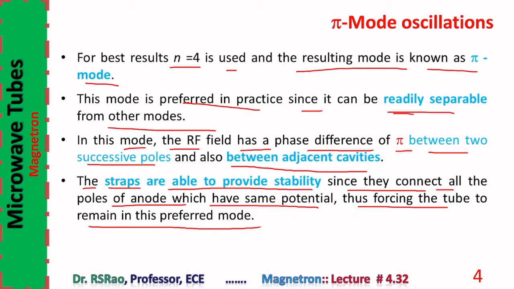Pi mode is associated with certain positive aspects, like the device can be made to work in this particular mode easily by providing strapping to the device. Another aspect that favors pi mode operation is that it is easily separable from other modes. For these reasons, pi mode is preferred.